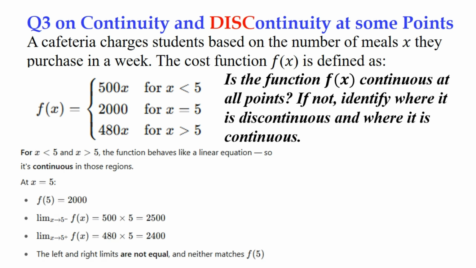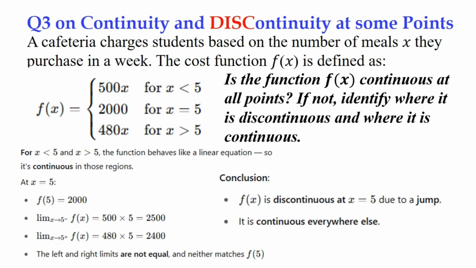At x = 5, f(5) = 2000. The left limit as x approaches 5 of f(x) is 500 times 5, which equals 2500. The right limit of f(x) is 480 times 5, which equals 2400. The left and right limits are not equal, and neither matches f(5). Conclusion. f(x) is discontinuous at x = 5 due to a jump. It is continuous everywhere else.